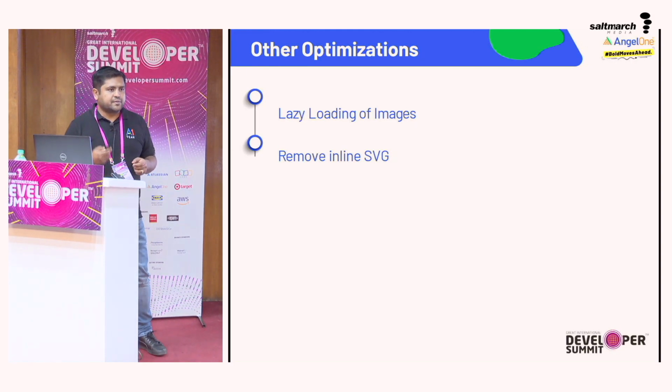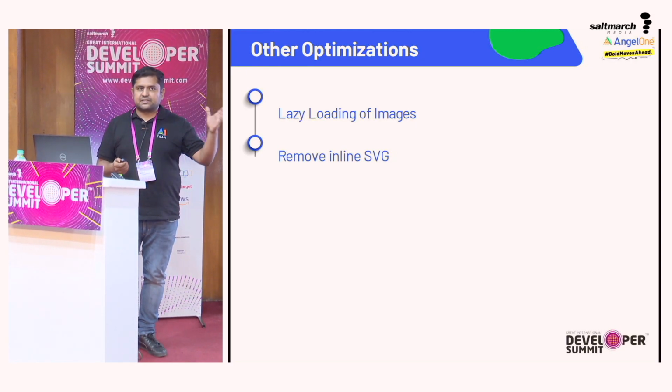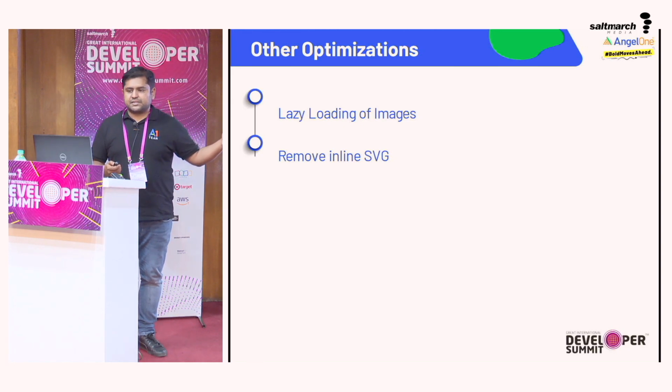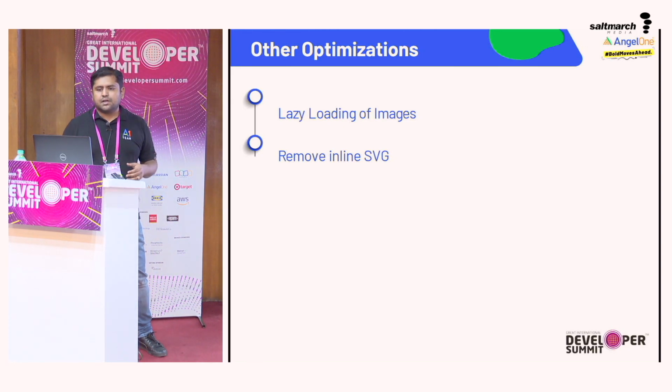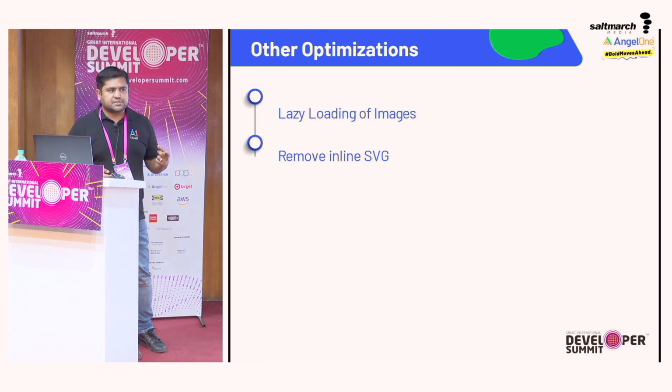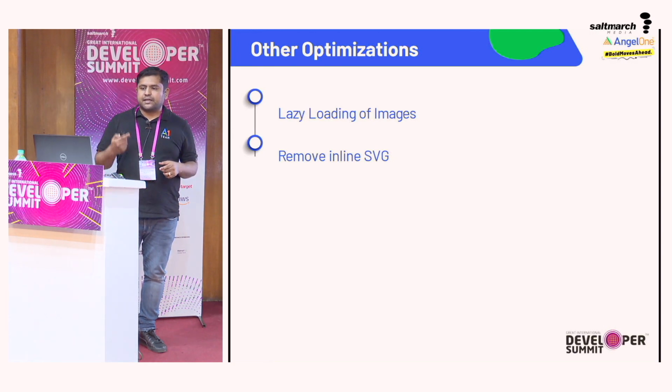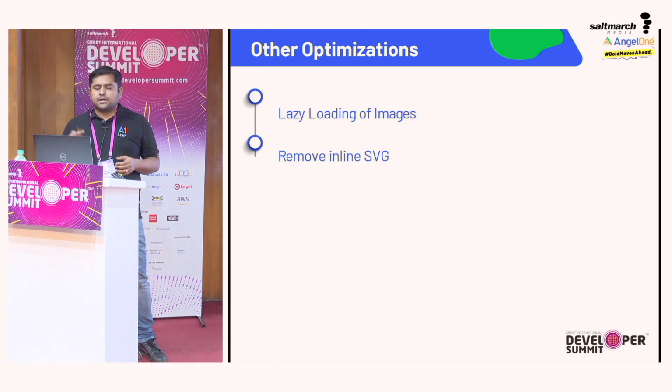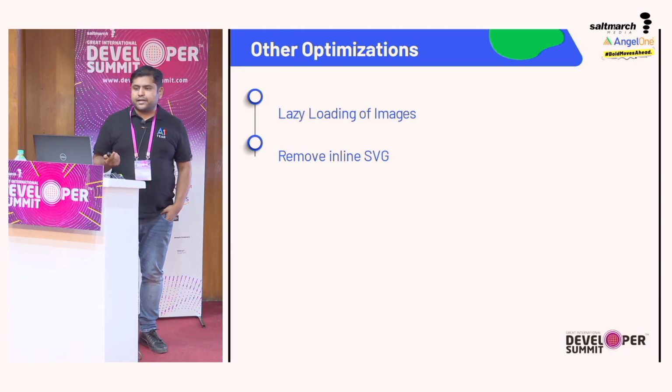What we did, we removed those inline SVGs and replaced them with external images, using a normal image tag. The benefit was two. One, the initial document that we are loading got reduced. Then, since they are external images, the browser is going to cache those images, so subsequent visits or loads were faster. So these are some of the optimizations we did.